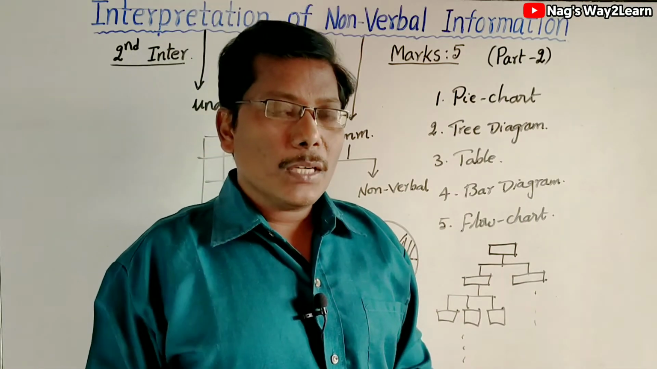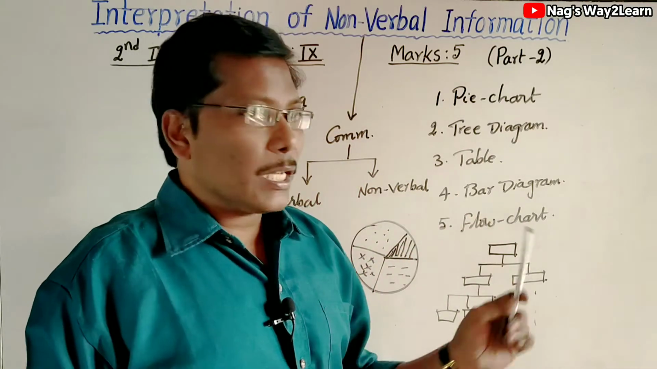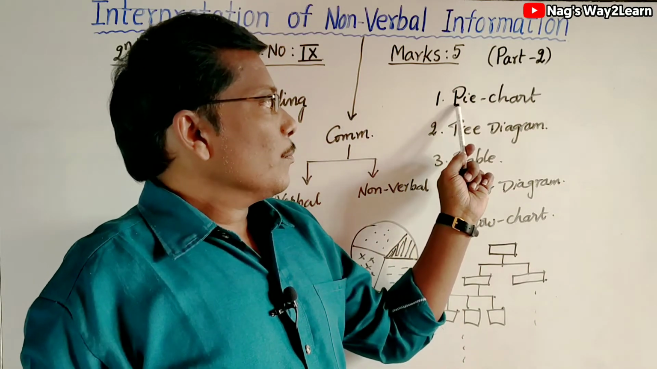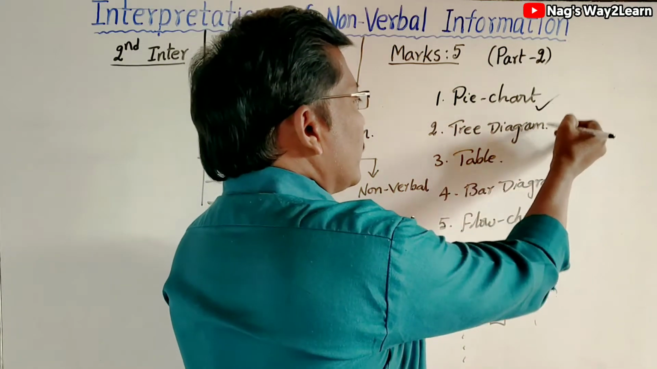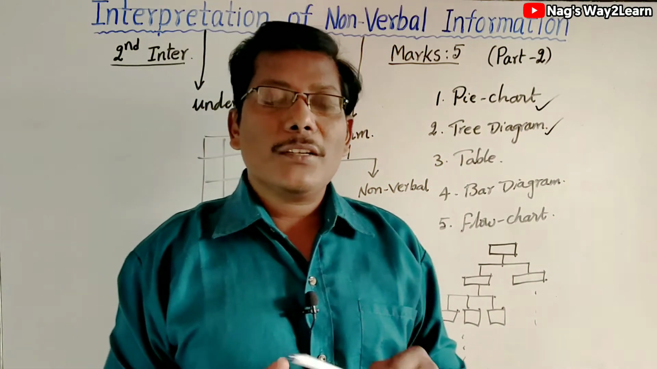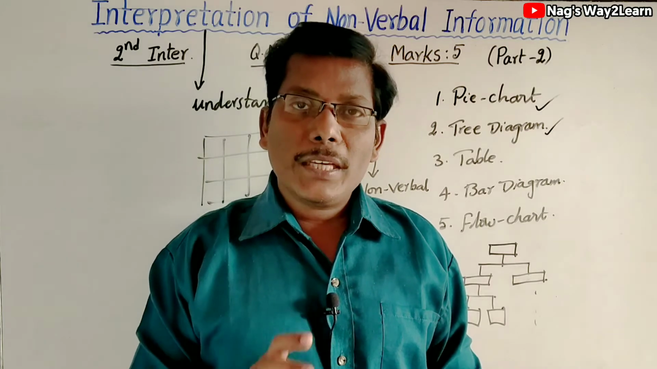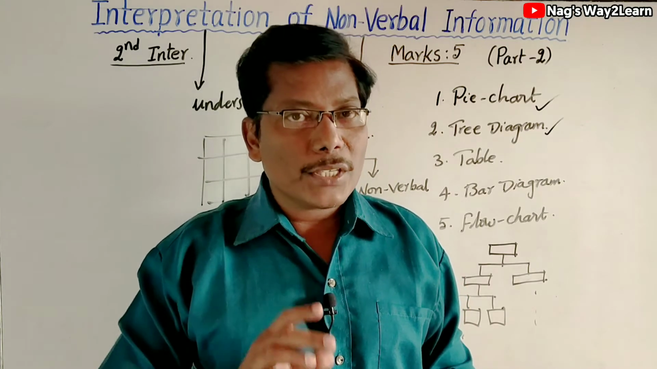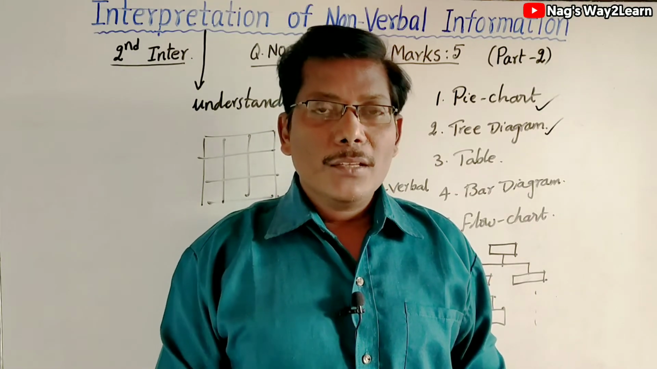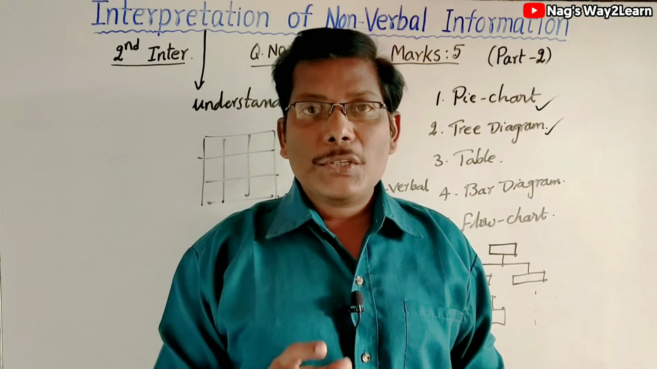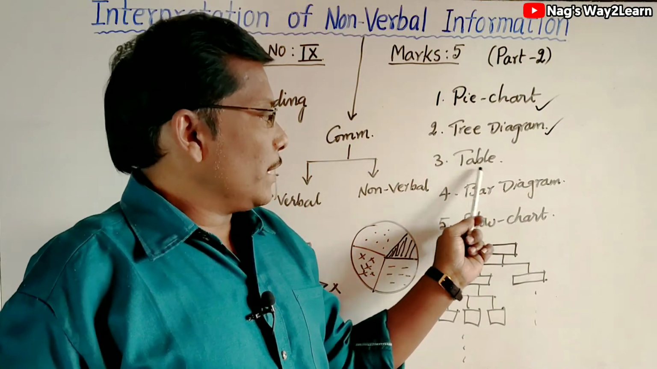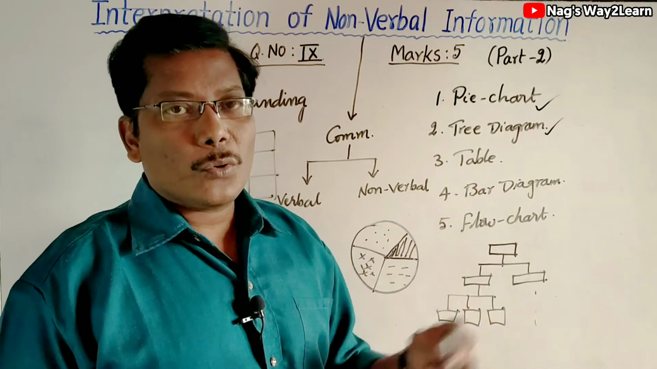I have given you a complete explanation about all these types in the previous video, and some practice on pie chart and tree diagram in the previous video itself. If you still didn't watch that video, I suggest you please watch it first and come to this class so that you will be able to understand clearly. So in this class today, let's do some practice on the remaining types: table, bar diagram and flow chart.